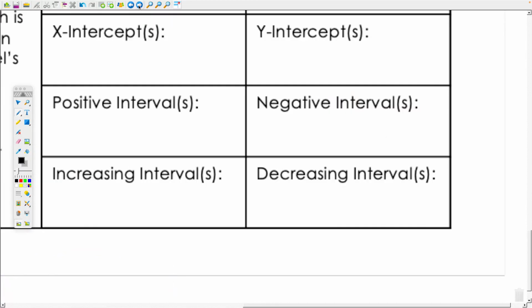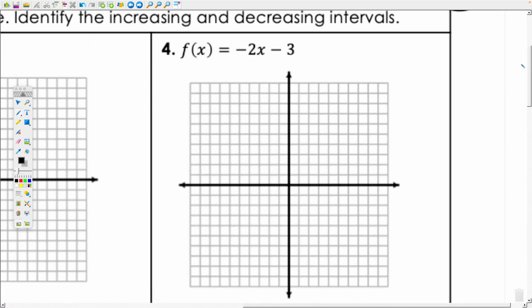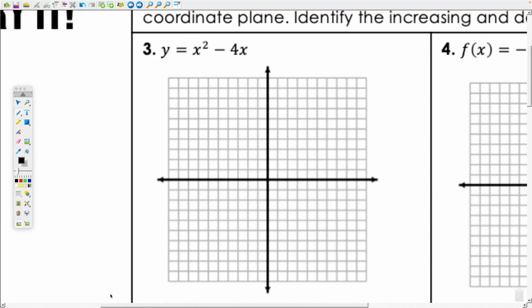Look to the back. You are going to sketch some more graphs. Yay, happy joy, we're excited, yes. We're so excited.